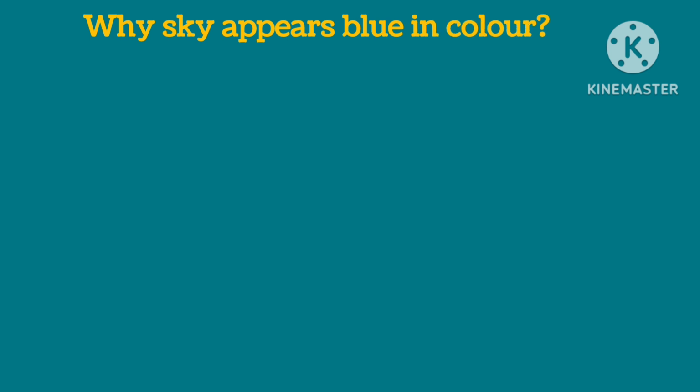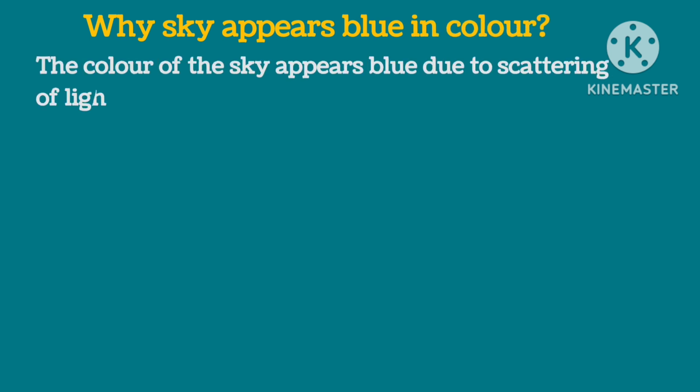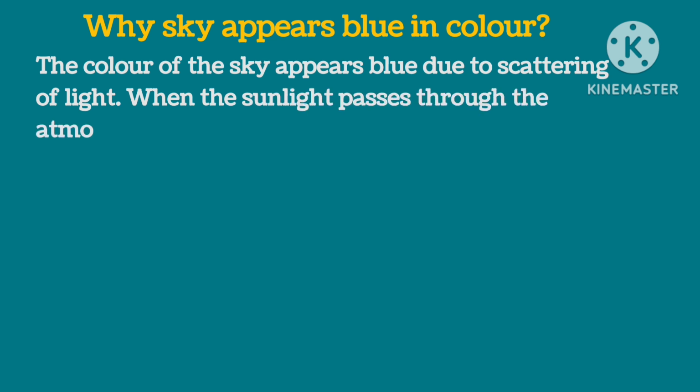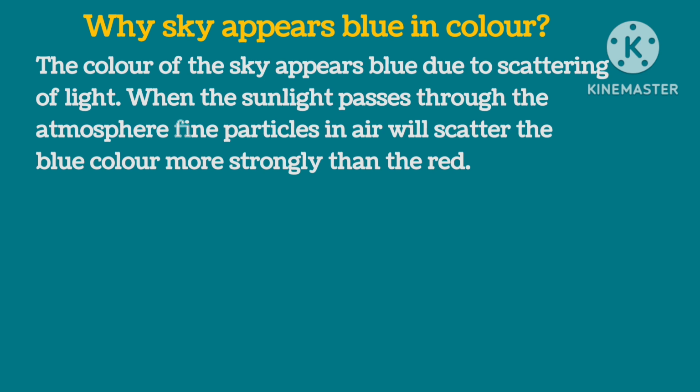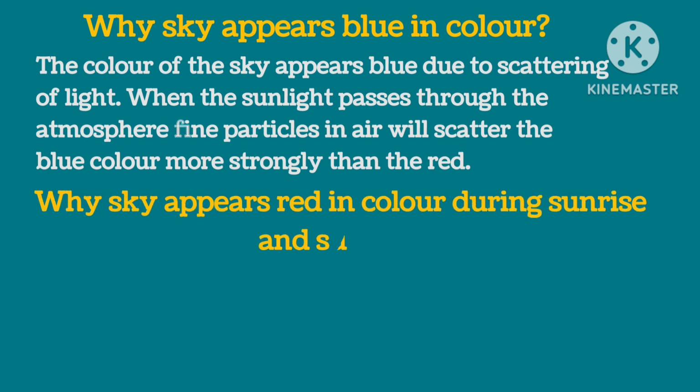Why does the sky appear blue in color? The color of the sky appears blue due to scattering of light. When the sunlight passes through the atmosphere, fine particles in air will scatter the blue color more strongly than the red. Why does the sky appear red in color during sunset and sunrise?